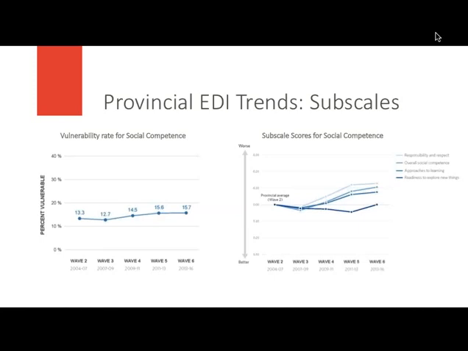But if you look at the 4 subscales that go into social competence on the right there, and remembering that as you go up, it gets worse, the same way as vulnerability does, only 3 out of the 4 subscales show a pattern of getting worse over time. One of them, the one on the bottom, readiness to explore new things, actually has been getting a little bit better or staying more stable over time.